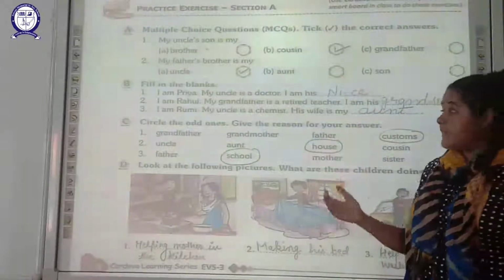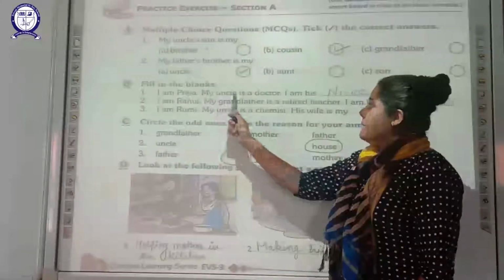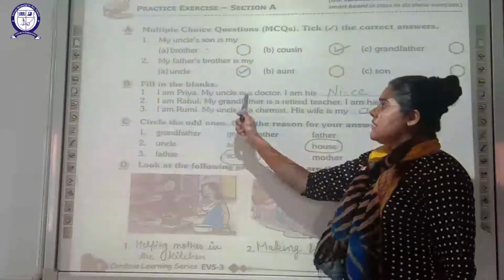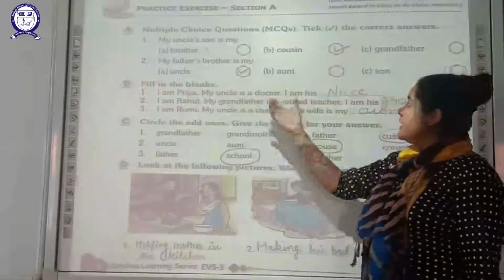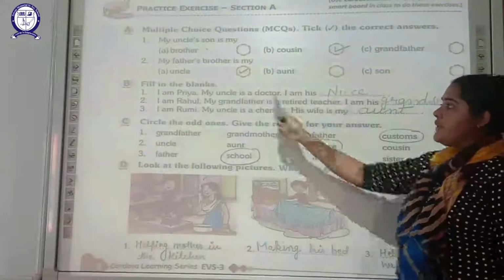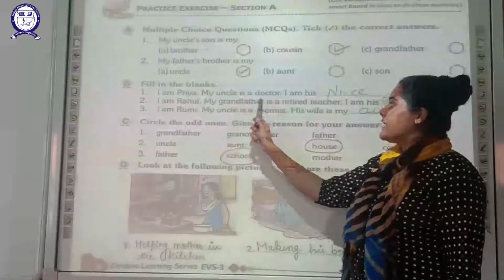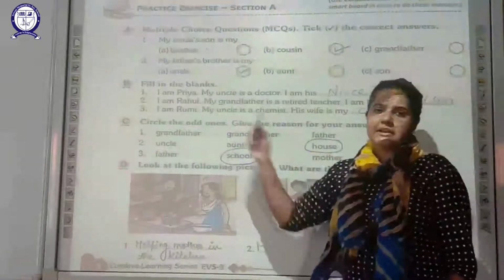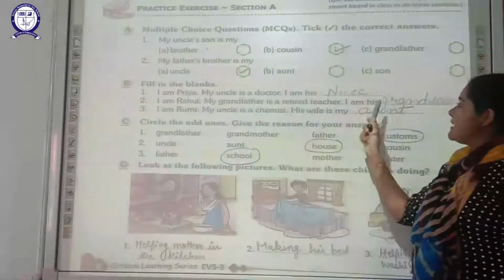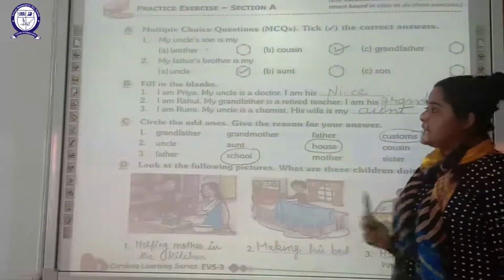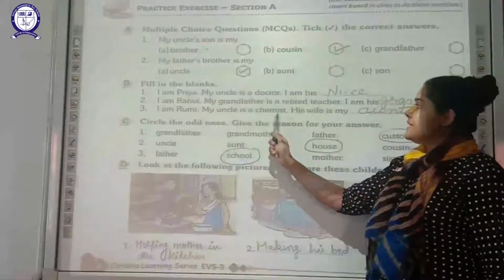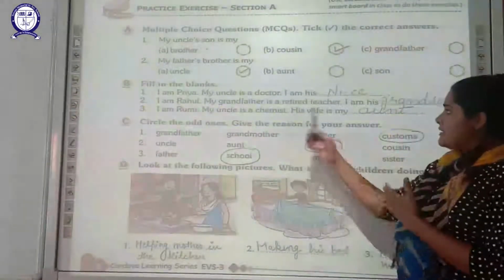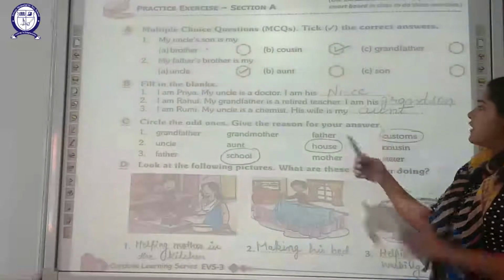The next one is fill in the blanks. First, I am Priya, my uncle is a doctor, I am his dash. How is Priya related to her uncle? She is the niece of her uncle. Next, I am Rahul, my grandfather is a retired teacher, I am his dash. How is Rahul related to his grandfather? He will be considered as his grandson. Lastly, I am Rumi, my uncle is a chemist, his wife is my dash. How are you related to your uncle's wife? She will be considered as your aunt.